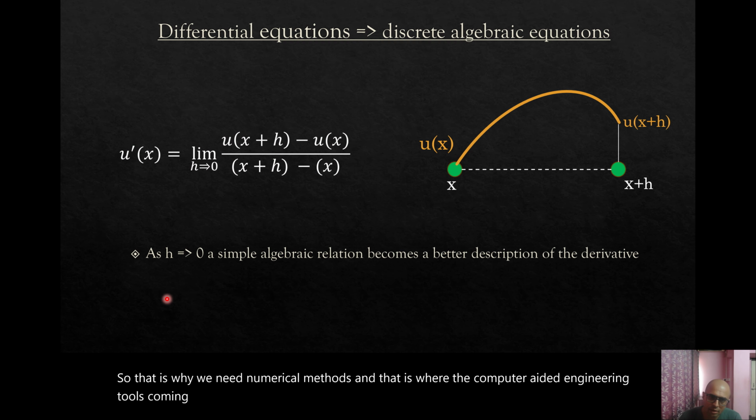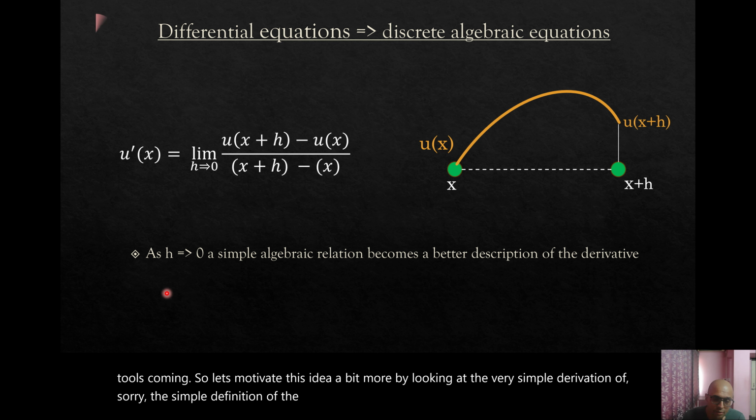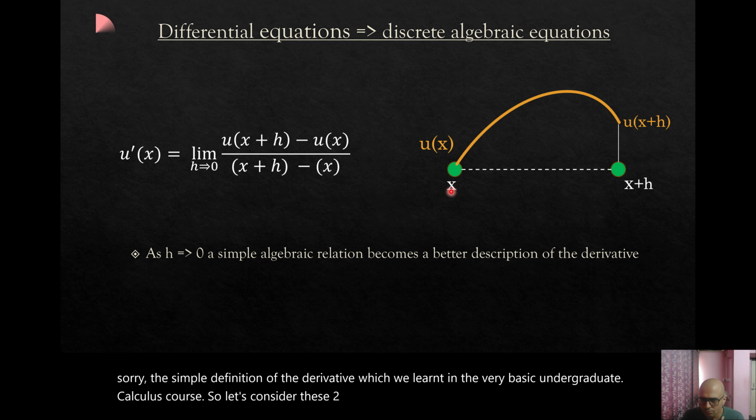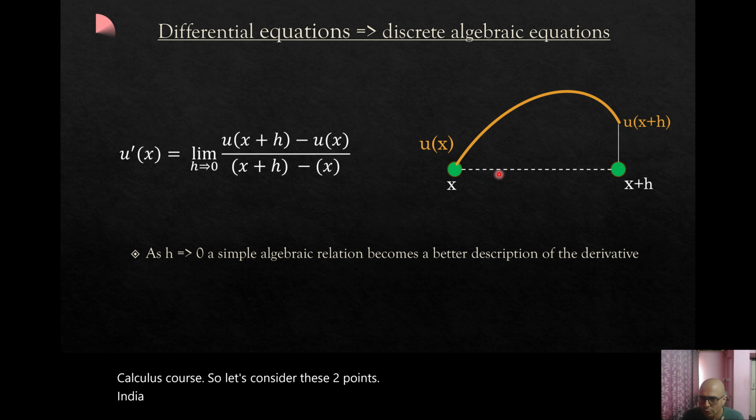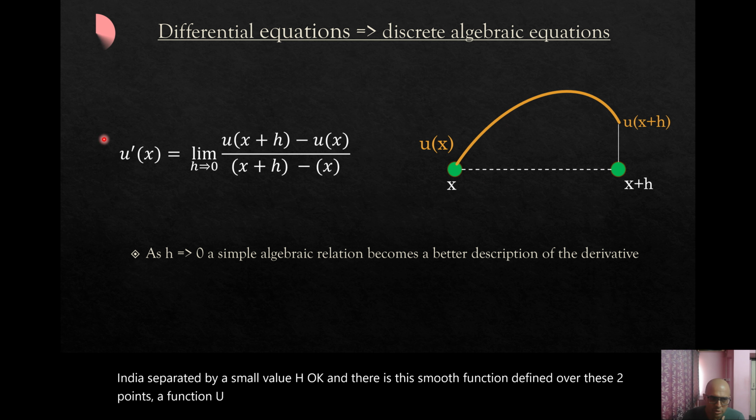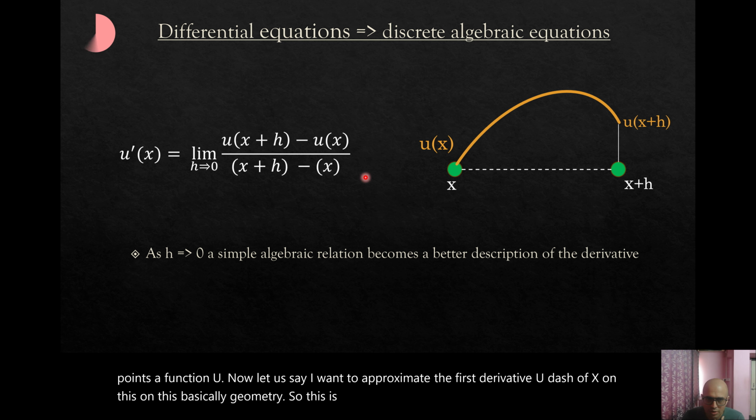So let's motivate this idea a bit more by looking at the simple definition of the derivative which we learnt in the very basic undergraduate calculus course. So let's consider these 2 points, and they are separated by a small value h. Okay, and there is this smooth function u defined over these 2 points. Now let's say I want to approximate the first derivative u dash of x on this geometry. So this is the definition which we learned, right?